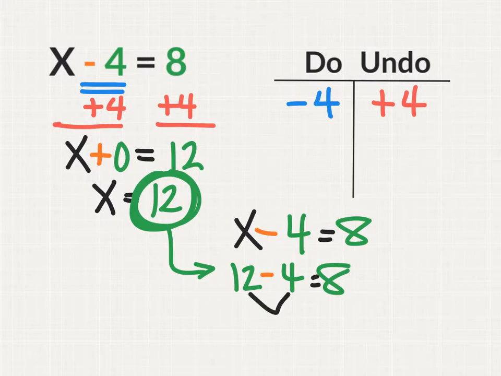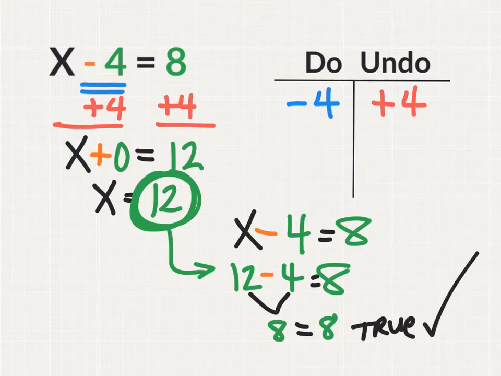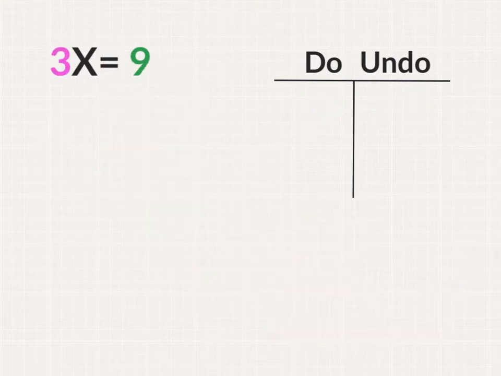And 12 minus 4, so 12, 11, 10, 9, 8. Yes, so we get 12 minus 4 is 8. 8 equals 8. That's a true statement. 8 does equal 8. It's true. We've checked our work and our solution is correct.